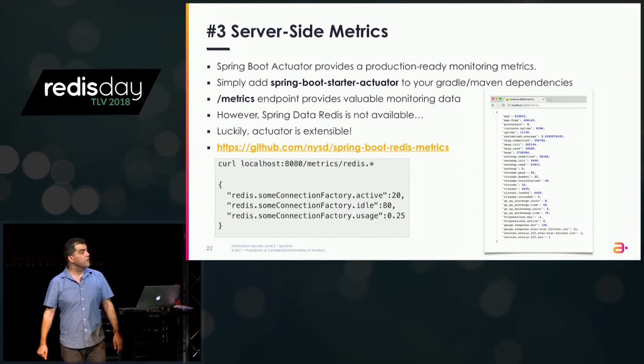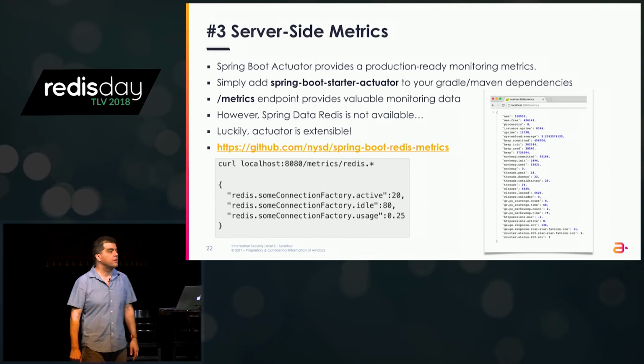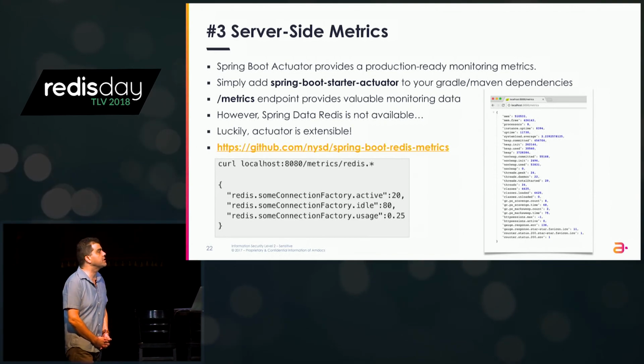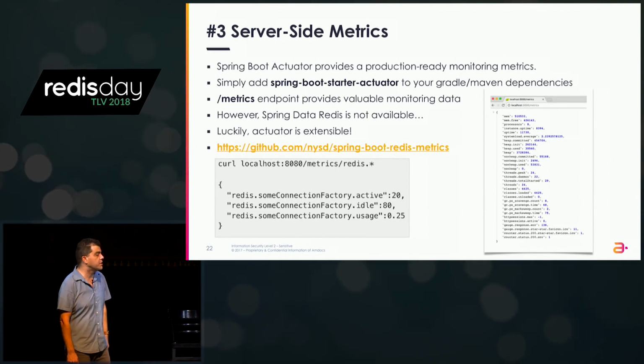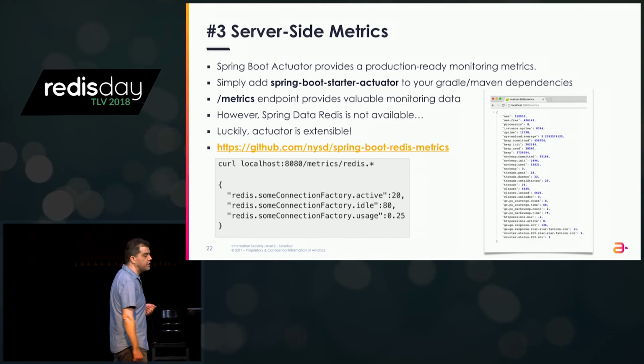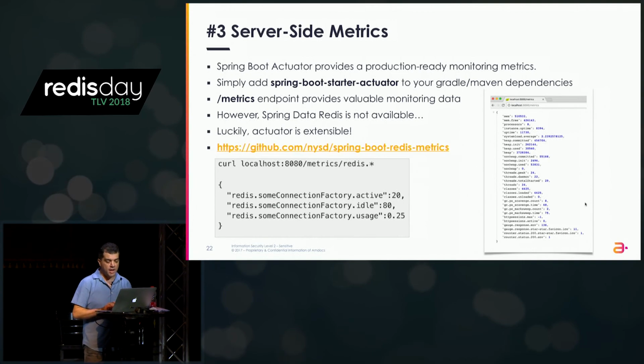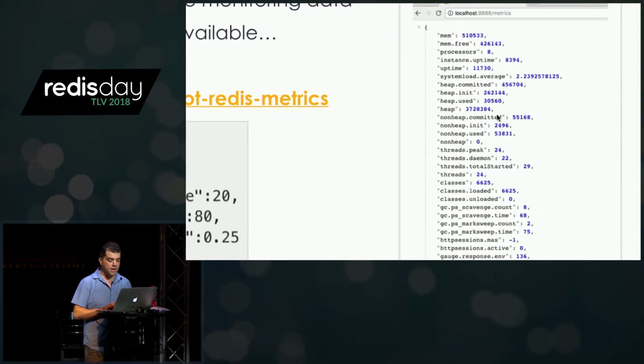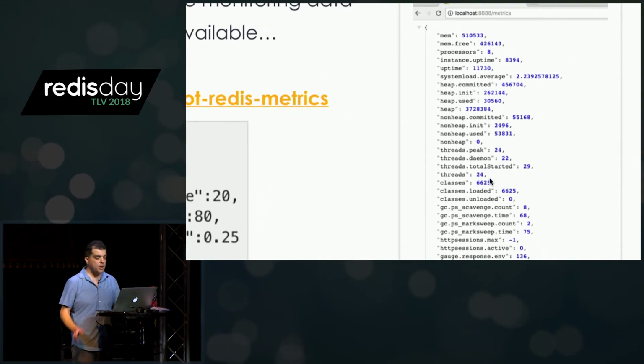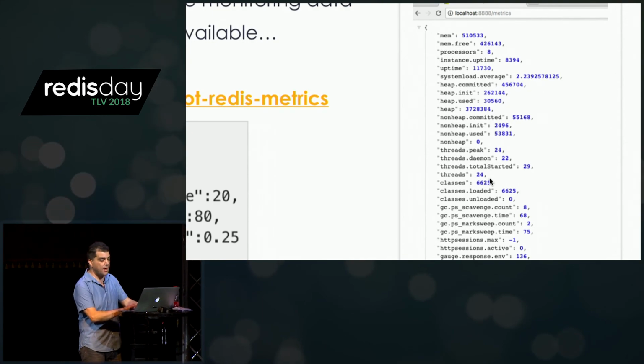Number 3, you probably need to do some metrics on your server and on your connection to Redis. So in Spring Boot, the way to do that is to use Spring Boot Actuator, which is a production-ready monitoring solution. It provides a lot of information that, as you can see here, like the heap size, the number of threads, the available memory, a lot of good stuff.